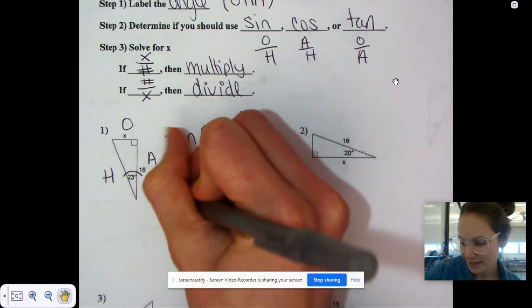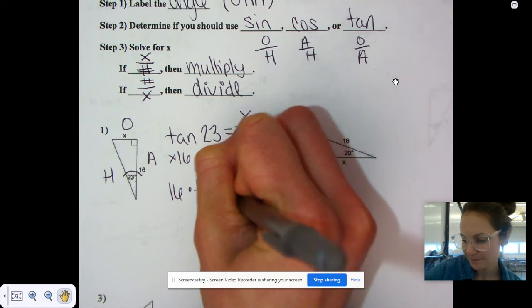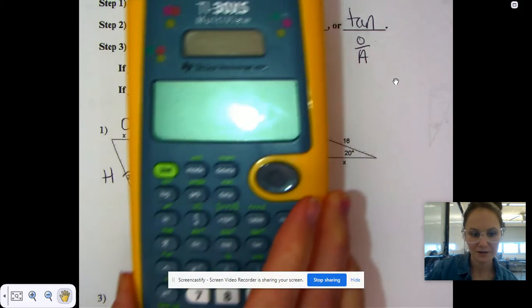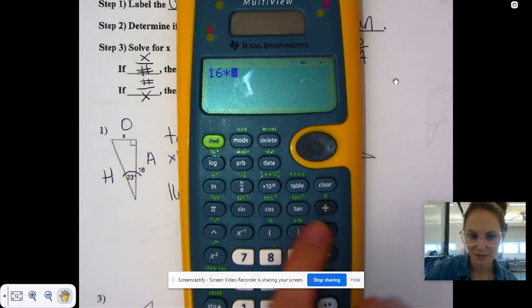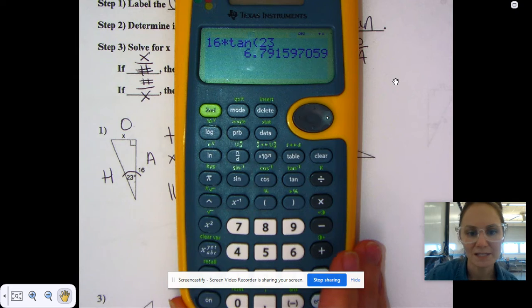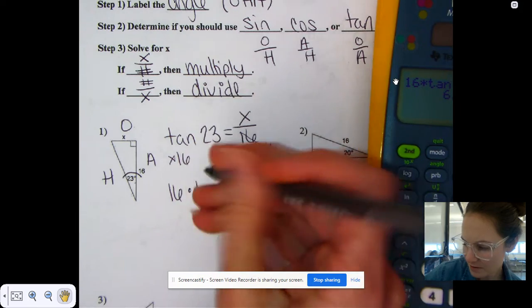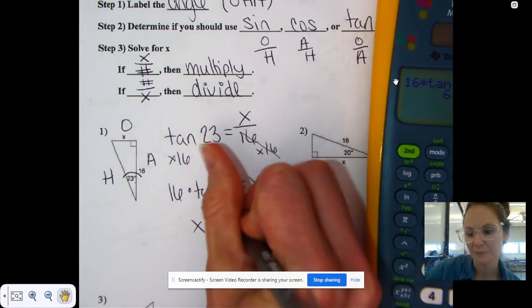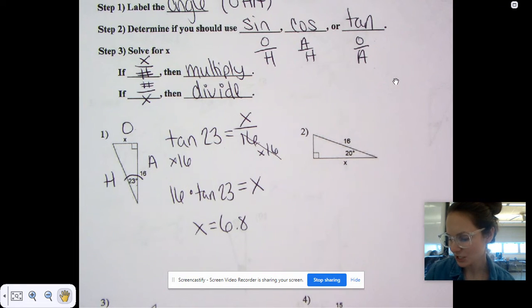And then I am taking in my calculator 16 times tan 23. Let me show you what that looks like on my calculator here. So I'm going to press in 16 times, I'm using my function button here, tan, and then we said 23, that angle measurement. Okay, 6.79. I can go ahead and just round it to 6.8 there. So x is equal to 6.8. That's what we're going to be doing on this. Let's do another one together.